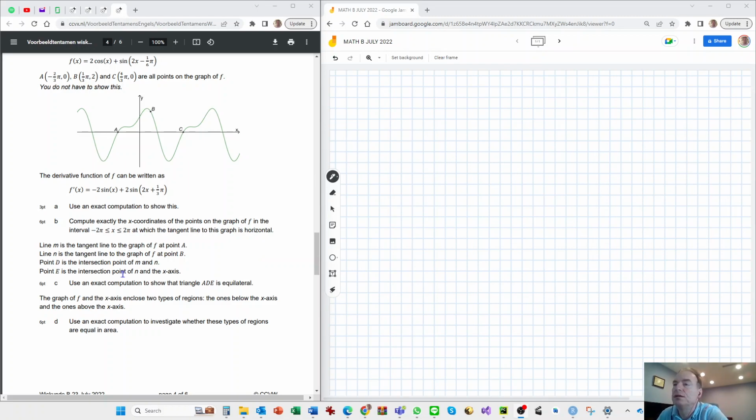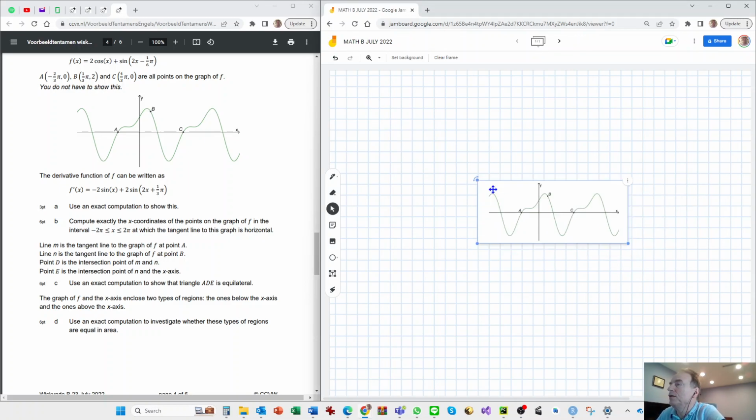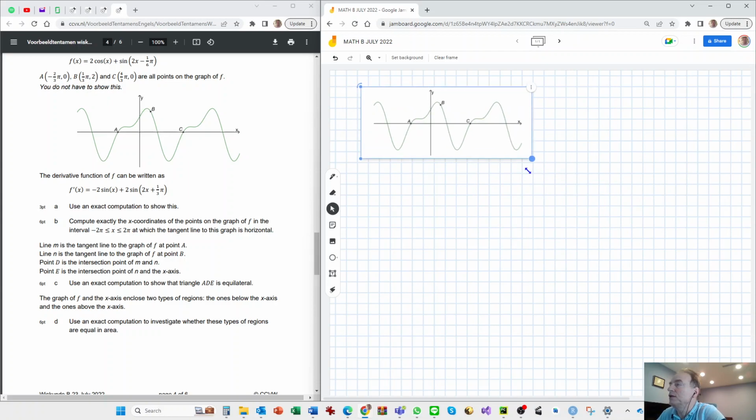Question 3c. We have a tangent line M of f at point A, a tangent line N of f at point B, and a point D that's the intersection of M and N, and a point E that's the intersection of N and the x-axis. So let's try to draw that. I would strongly advise doing that, just to get a good picture.